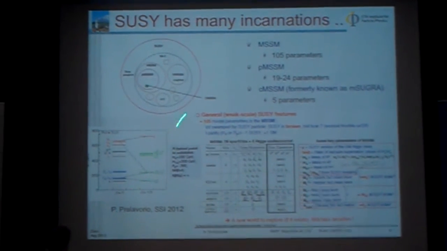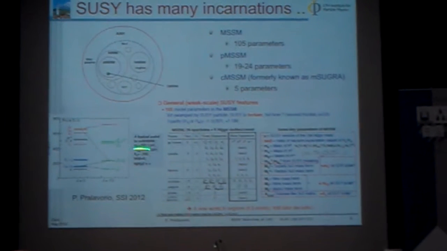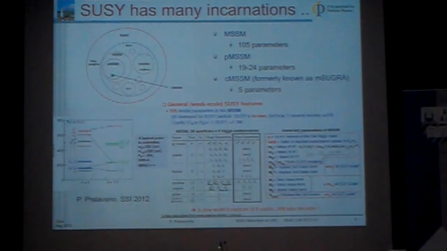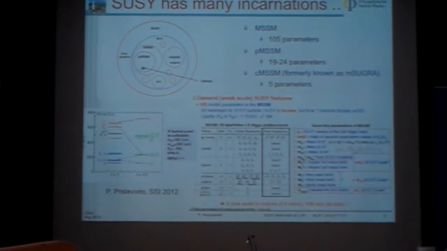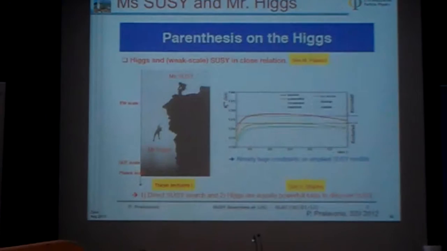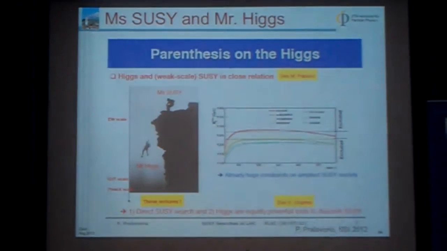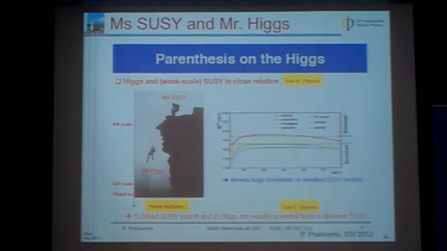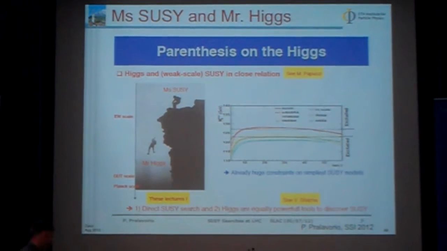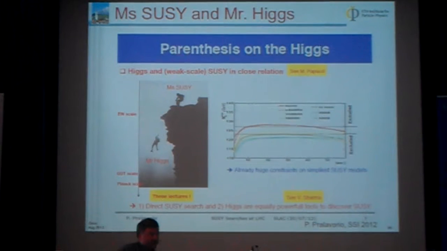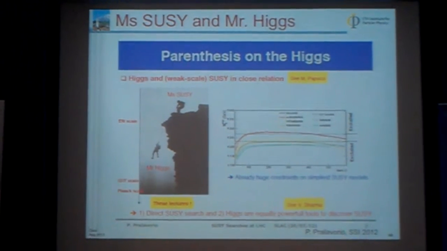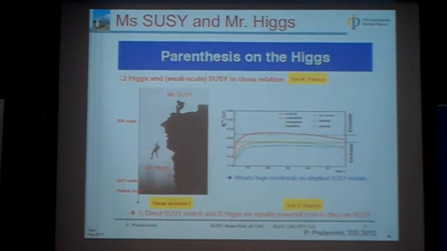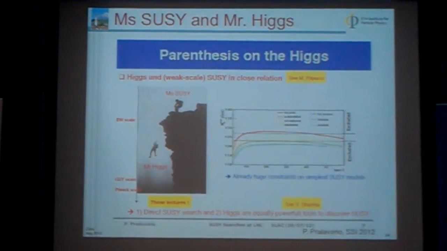For a typical constrained MSSM scenario, you have these cascade decays I described, and then lots of parameters to choose from. You also know from Slava's lecture the intimate relationship between Mr. Higgs and Mrs. Susie in terms of the hierarchy problem. I stole this slide from him in the lecture, but I found it so beautiful. They're actually sort of entangled with each other.